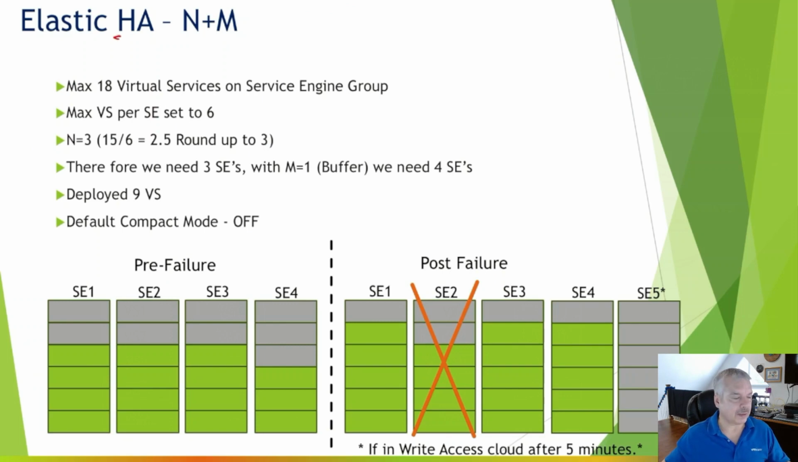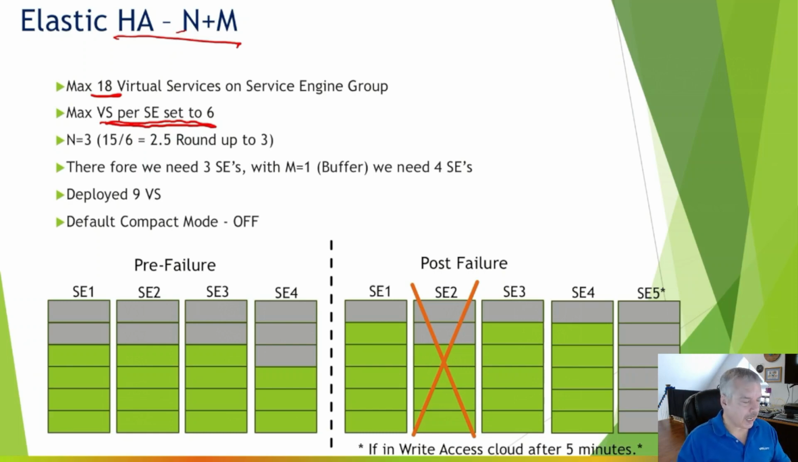Okay, let's talk about elastic HA. Here in this example, I've got some settings I set up in my service engine group. Remember the screenshot I showed you. Let's say this service engine group is going to handle a maximum of 18 virtual services. I'm just randomly picking some numbers here. And I'm going to set a maximum of 6 virtual services per SE. So I'm saying a service engine can only run 6 virtual services based on the sizing that I got.